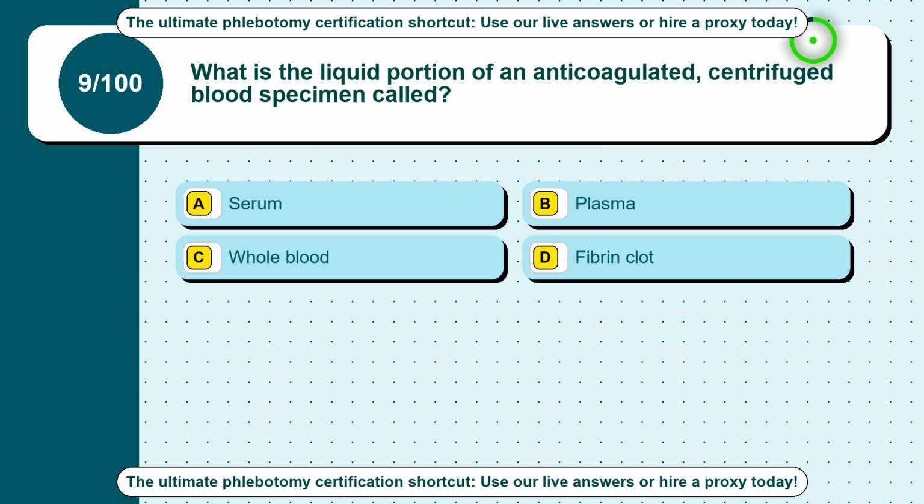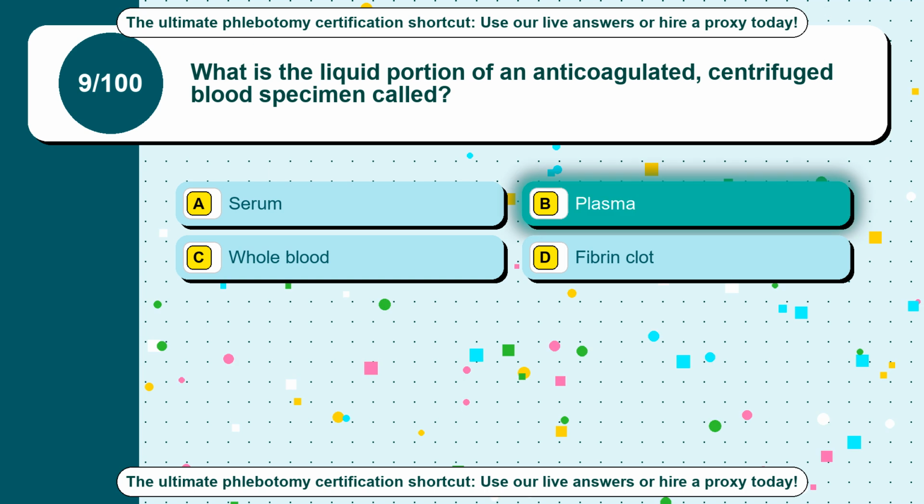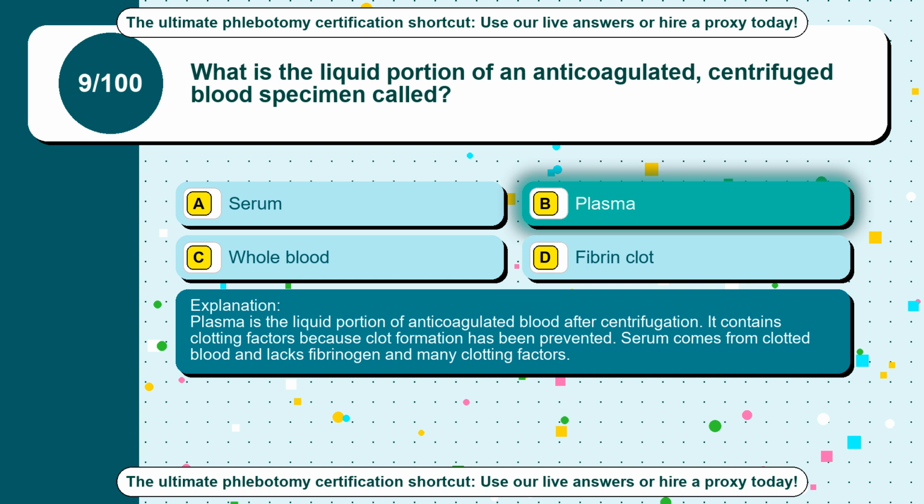Question 9. What is the liquid portion of an anticoagulated, centrifuged blood specimen called? Option A. Serum. Option B. Plasma. Option C. Whole blood. Option D. Fibrin clot. The correct answer is option B. Plasma. Plasma is the liquid portion of anticoagulated blood after centrifugation. It contains clotting factors because clot formation has been prevented. Serum comes from clotted blood and lacks fibrinogen and many clotting factors.